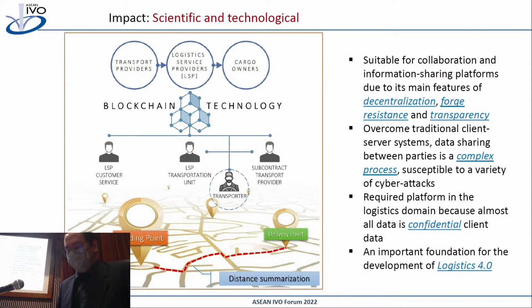It is required to develop a blockchain model of data sharing and monitoring in the logistics domain because most data is confidential client data. It will also be an important foundation for the development of Logistics 4.0, which is linked to the principle of automation, integration, and intelligence.